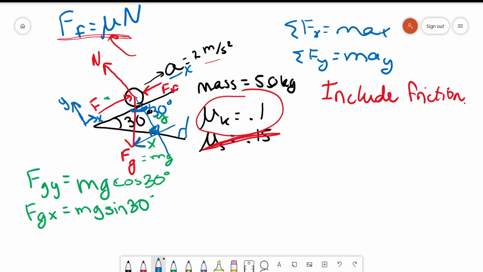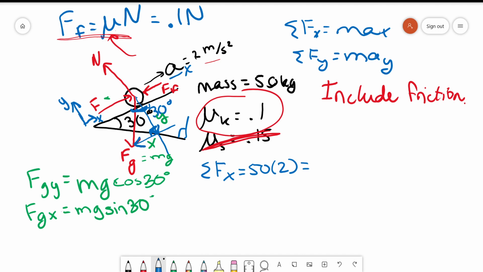And now that we've kind of puzzled that out, I'm going to rewrite this. So this is 0.1 n. Okay? Now that we've kind of puzzled that out, we're going to redo our math to include friction. And this time I'm going to start with the x direction once again. And our mass is still 50 and our acceleration is still 2.